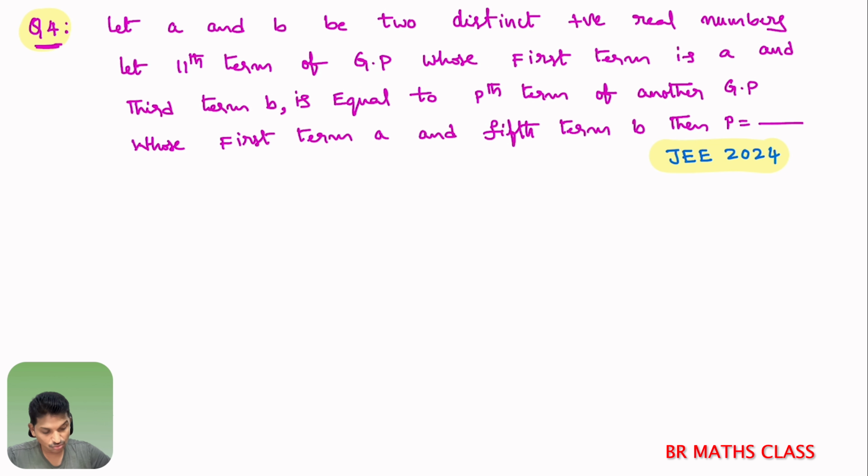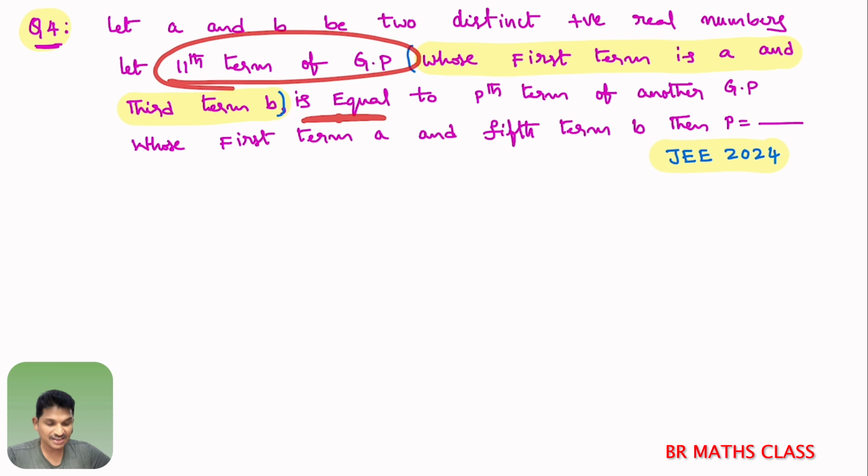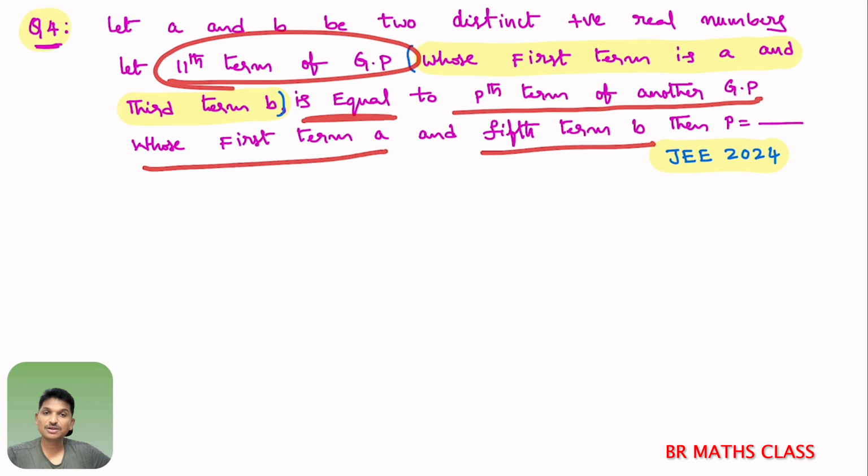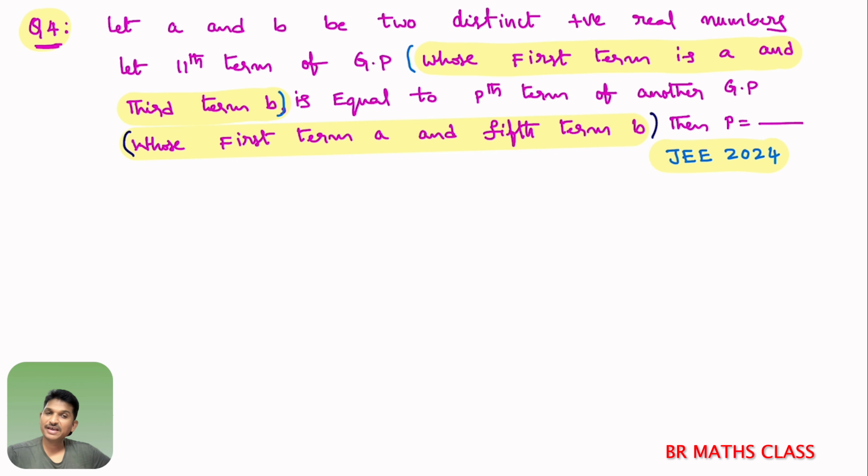Here, to help you understand this easily, I'll keep a bracket here. You will come to know why these things are given. The 11th term of a GP is equal to, they are saying, the pth term of another GP. And for the other GP, first term is A, fifth term is B. This problem is actually easy, but they are trying to confuse in the question. It is easy. Let's see how to solve this.